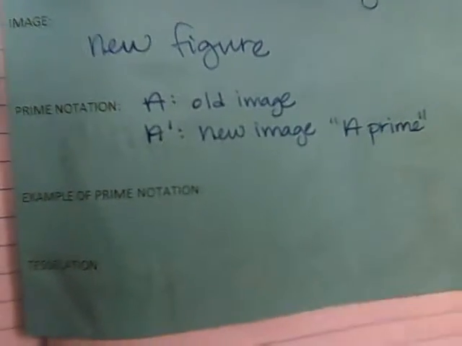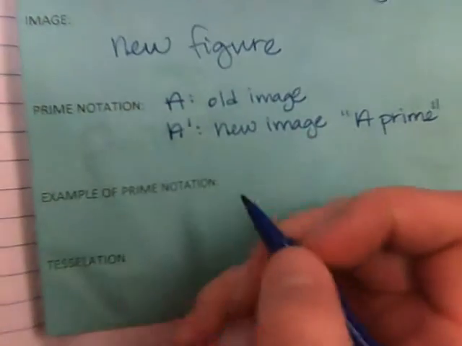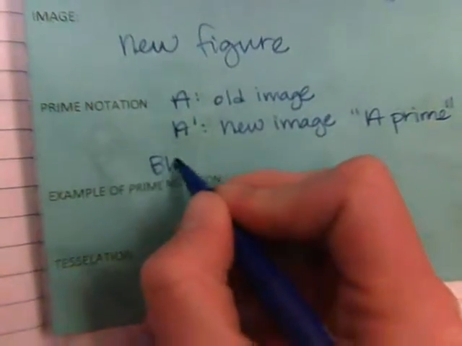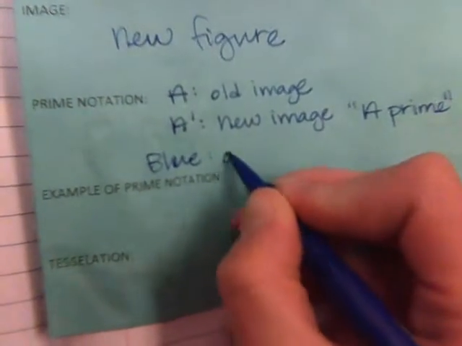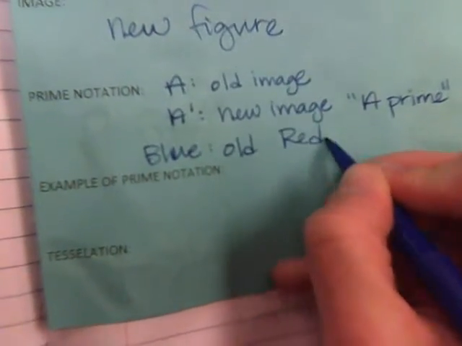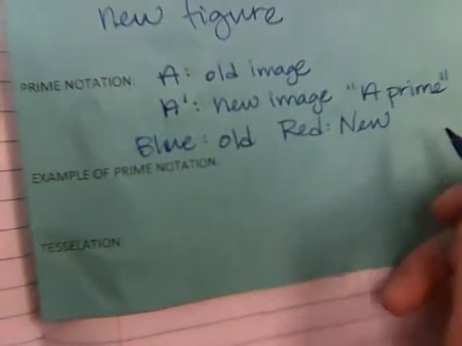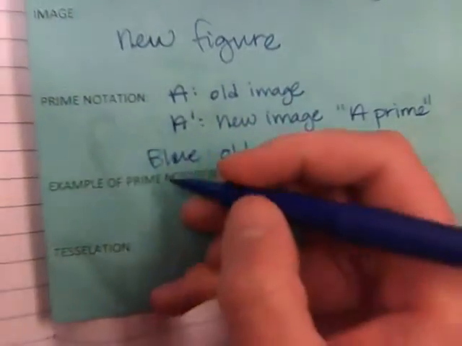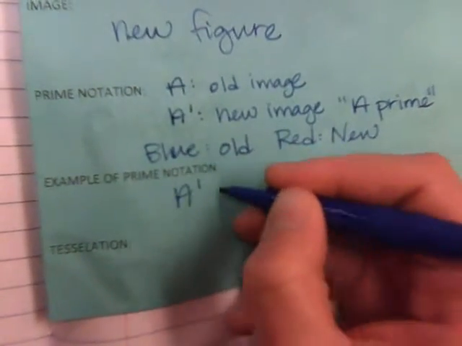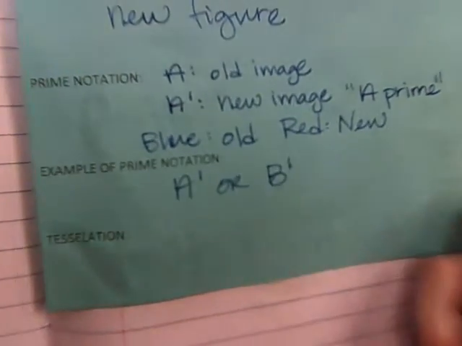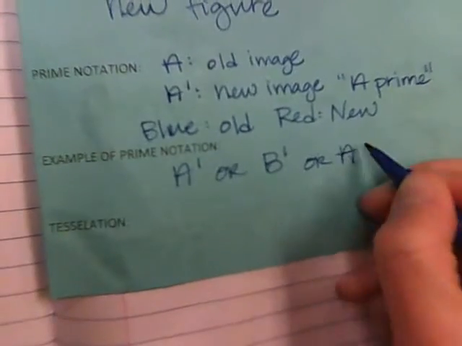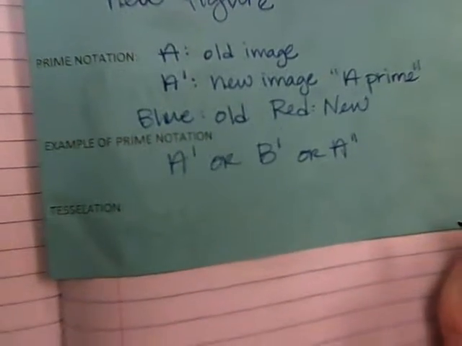Now, in this book, they use blue and red to help recognize our old figure and our new figure. So I also want you to write that here as well, that the blue is the old and the red is the new. And it shows an example of prime notation there. So A prime or B prime. Okay, we could have a double prime. Any of those are prime notation.